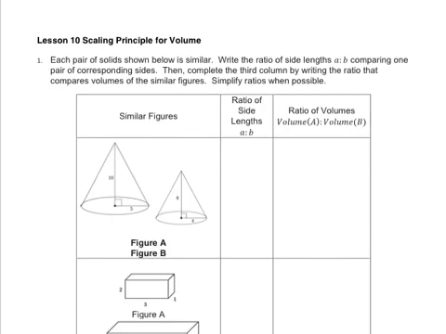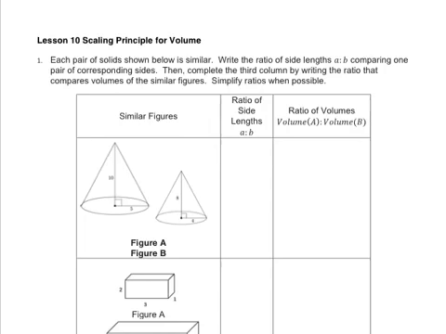I'm going to start this lesson looking at the scaling ratios for volume for different similar figures. So here we're going to fill out the table. We want to write the ratio of the side lengths A to B by comparing corresponding sides, and then we're going to compute the volume and see what the volume ratios are.